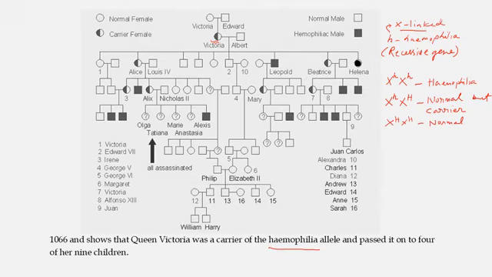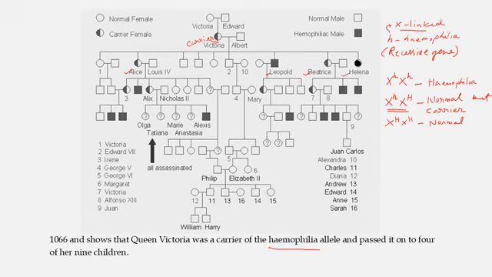So here what we are saying, Victoria was a carrier. She was a carrier of the hemophilic gene. So her condition was something of this nature. Yes. So then she passed it on to four of her children. Say whom? Say Alice, then Leopold, then Beatrice and Helena.